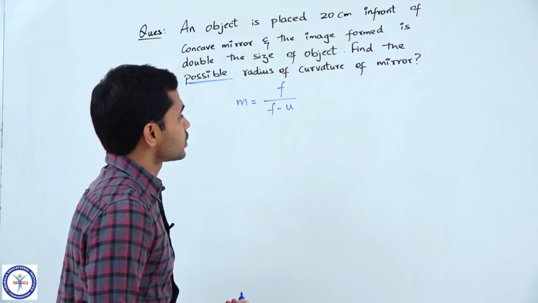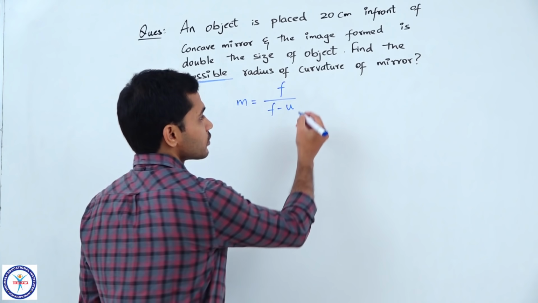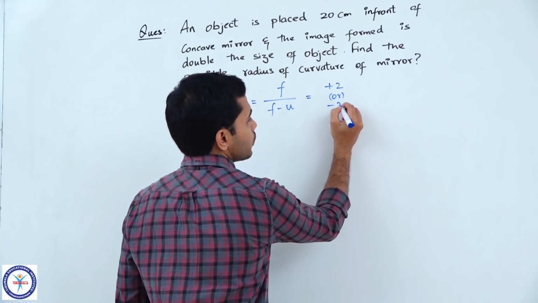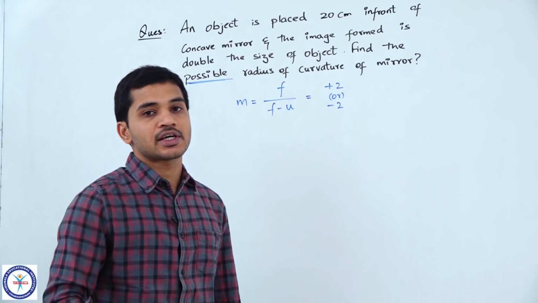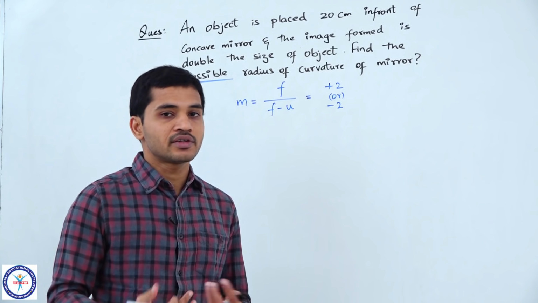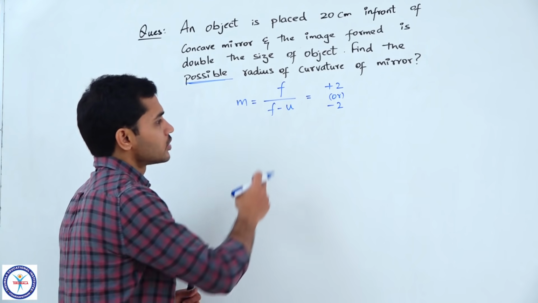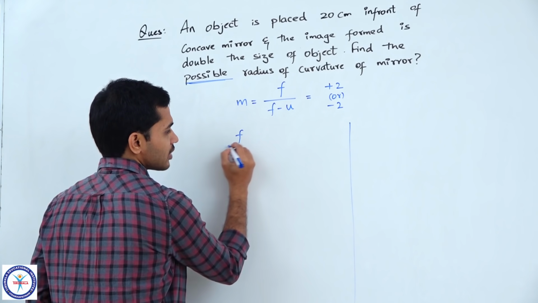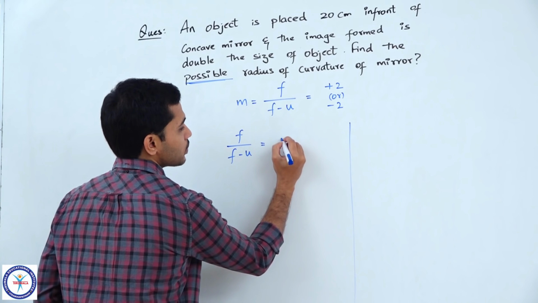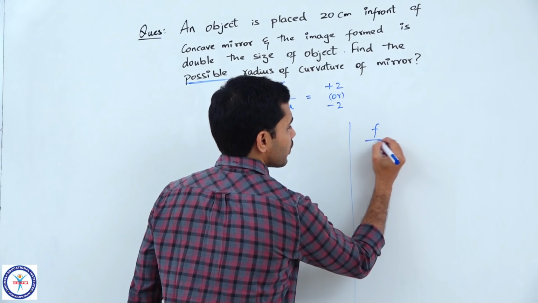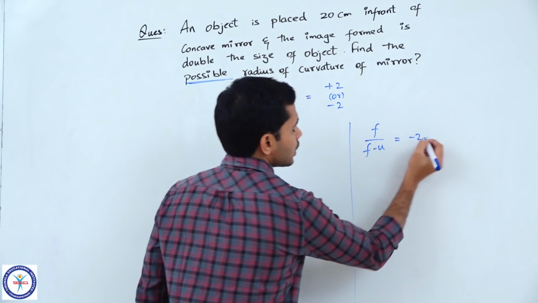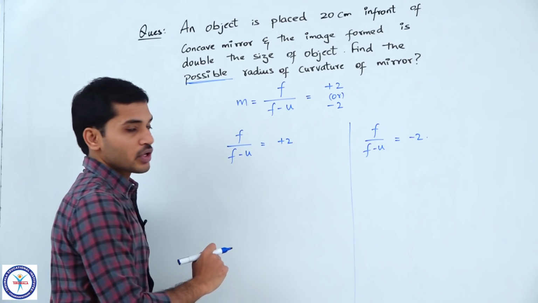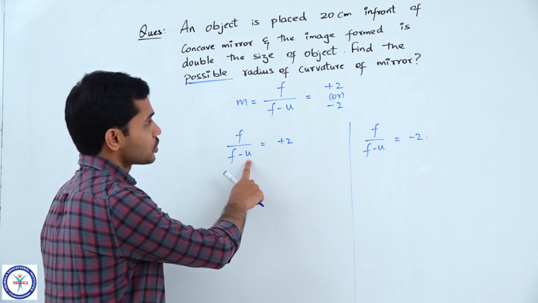So, in this particular expression, as I told you, the value of this can be taken as plus 2 or minus 2, because they just told that the image formed is double the size of the object. They have not told whether it is inverted or erect. So, that is the basic idea. I will solve for the two cases separately. First I will assume that the value of f by f minus u is plus 2, and then I will assume f by f minus u is minus 2, and I will find the value of f in both the cases, right.